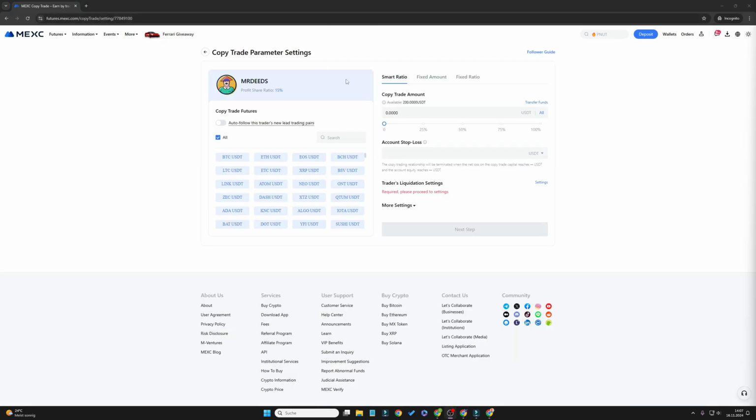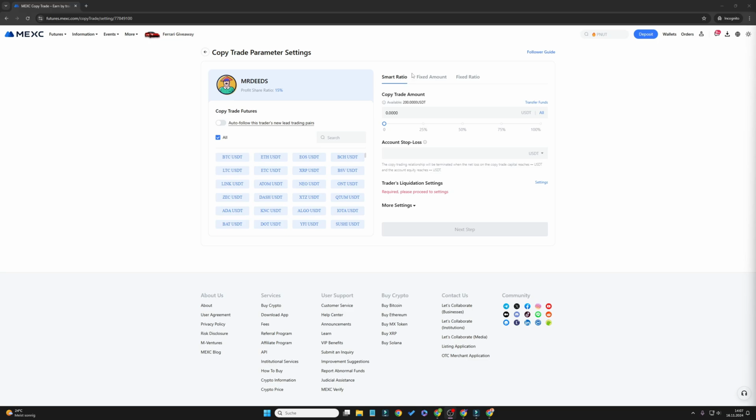Now you have a few different settings. Let's start with the ratios first. We have smart ratio and we have fixed ratio. The smart ratio uses the exact same ratio that the lead trader also uses. That means if the lead trader is trading with $100,000 and he opens a position with $10,000, that's 10% of his portfolio. Now, if you follow this trader with $1,000, you will open a trade with $100, because that is 10% of your portfolio. So no matter how much in percentage he uses, you will use the same in percentage. If he's opening a trade with 5% of his portfolio, your account will also open a trade with 5% of your portfolio.